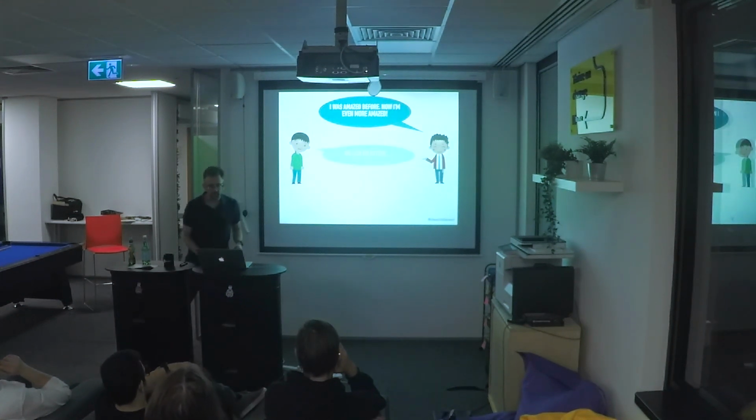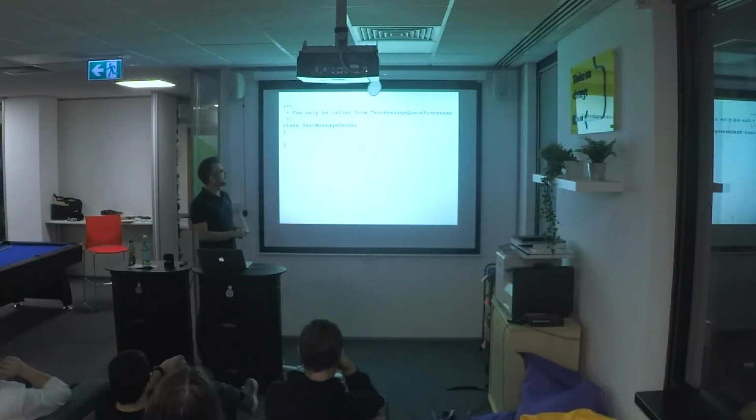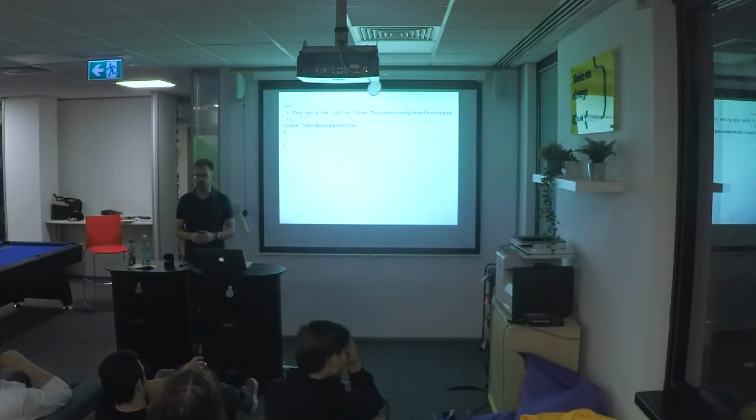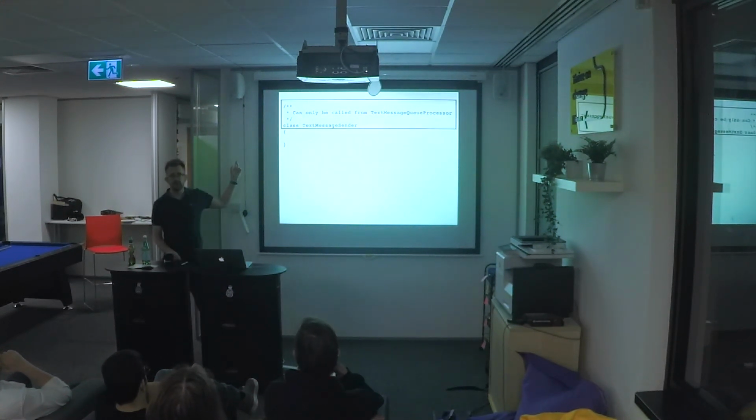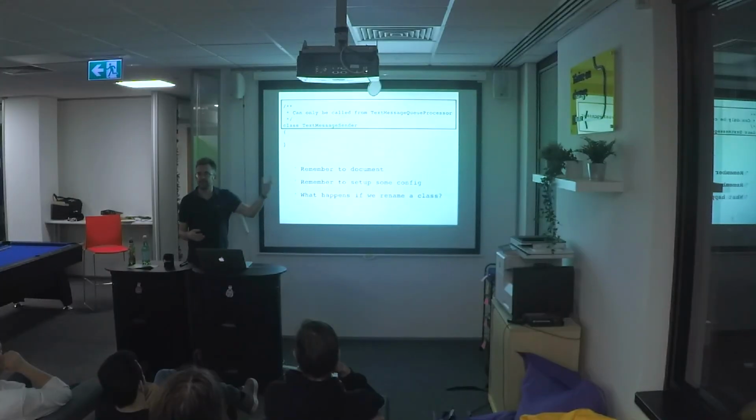But we can do better. So imagine we've got this text message sender, and we've got to say you can only call this from text message queue processor. How do we document this? Well, we could put it in the doc block, but nobody reads doc blocks, okay? And then I've got to remember to document it. You've then got to hope that somebody reads it, although actually if they forget it, then at least our static analysis tool will tell us off.